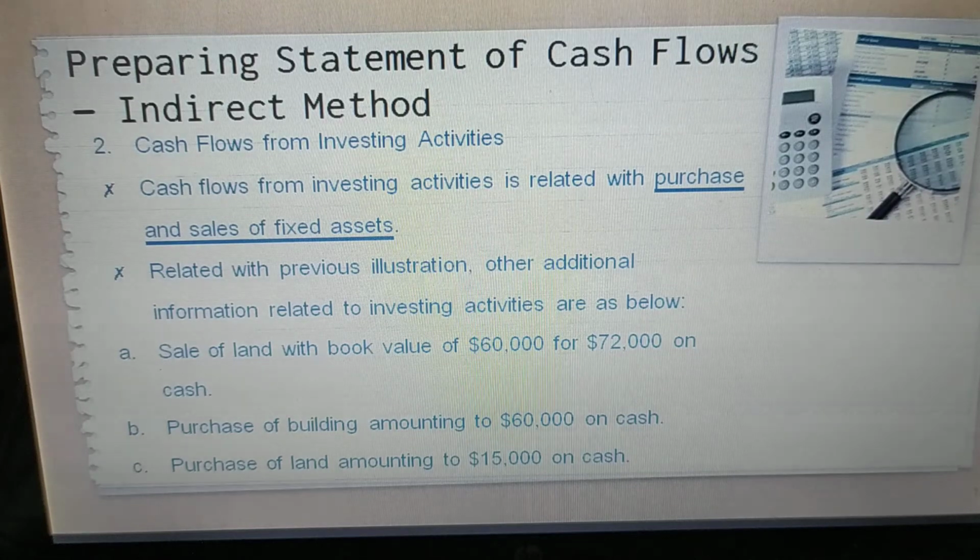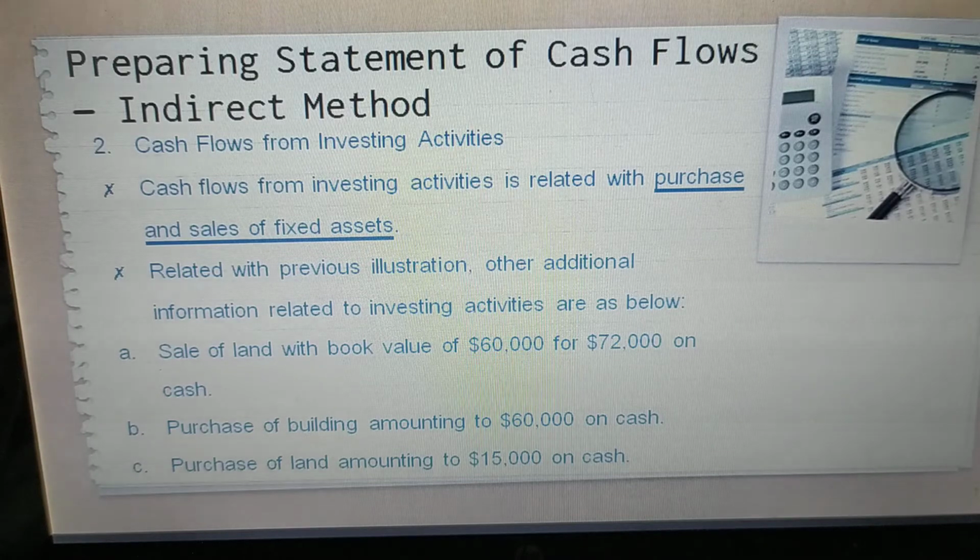Okay, so we go on to cash flow from investing activities. Remember, for investing activities, we focus only on the fixed asset. We continue from our previous illustration. We have some additional data or information about the investing activities.